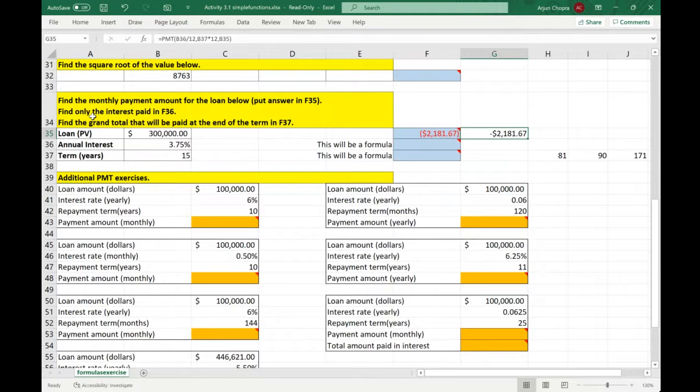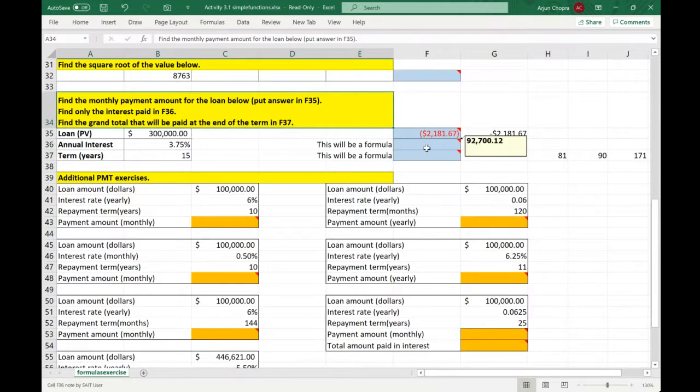Find only the interest paid in F36. So in this one I wanted to find only the interest paid. What can I do with this? The value given to me here is the monthly payment, and I wanted to find the interest paid. So the total dollar value given over a period of how many months? 60 months. So the total amount given will be this number multiplied by 60, and then minus this value, that will give us the interest, isn't it? Sorry.